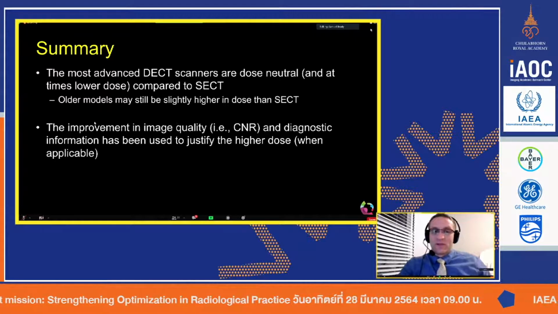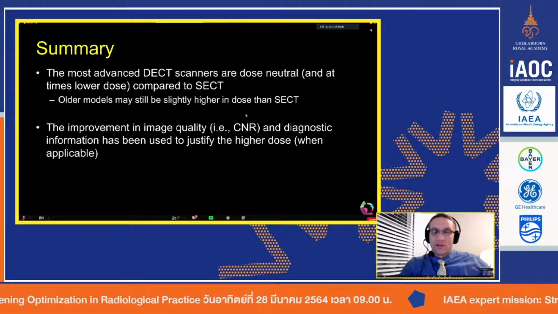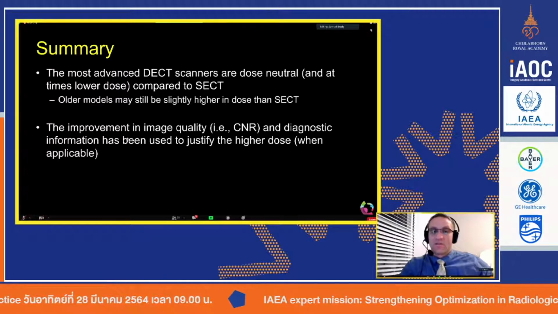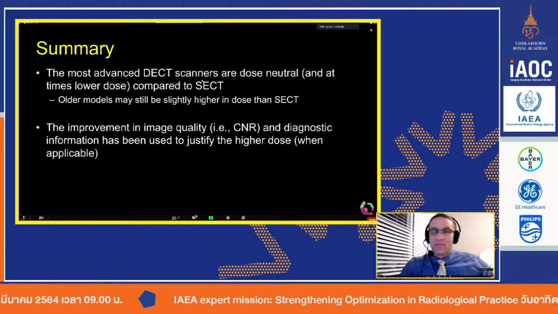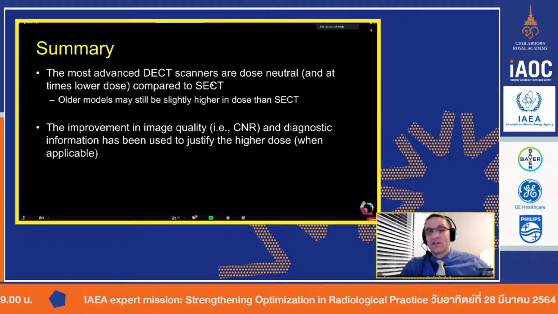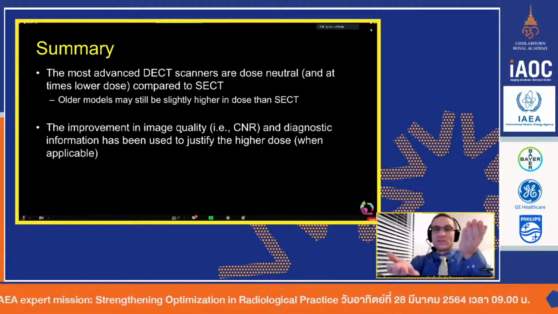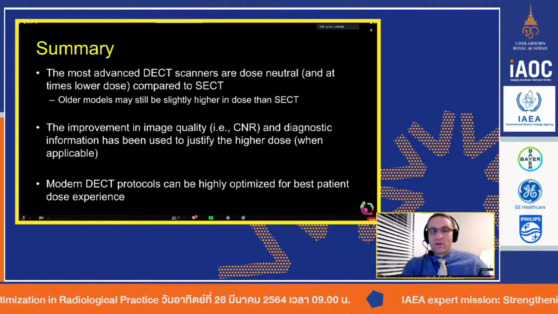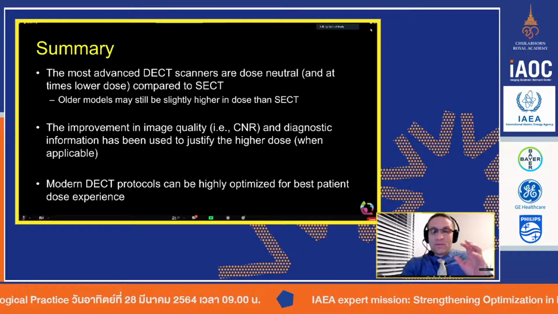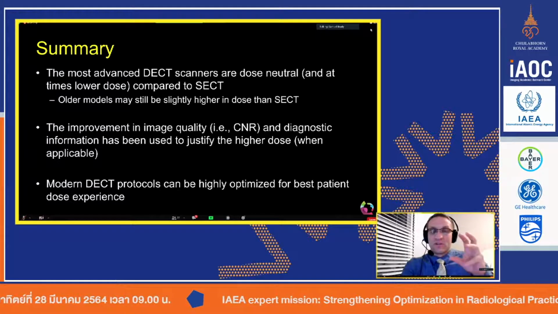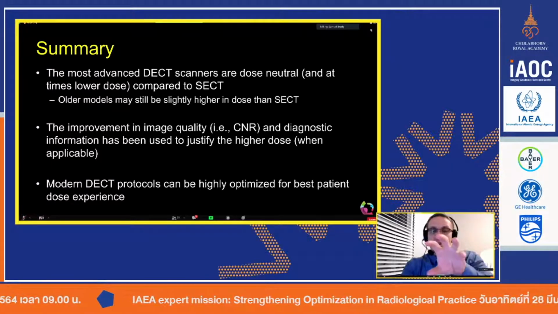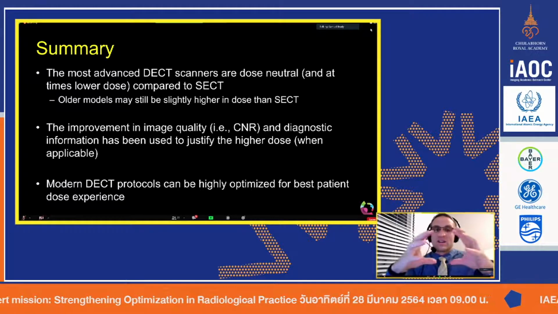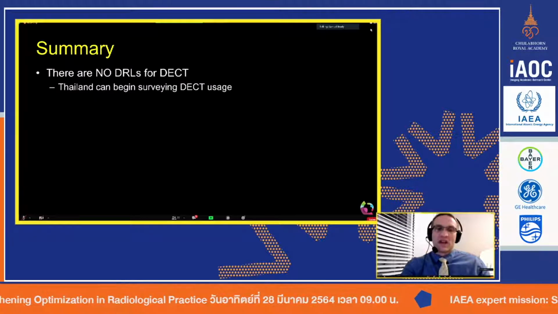Obviously, dual energy provides an enhancement of image quality, so you get a much greater contrast to noise ratio, and you get much more diagnostic information. Therefore, in the cases where maybe the dual energy CT is just a little higher in dose than the single energy, one may argue still the benefit to risk ratio is much more tilted towards the benefit side. And then modern DECT protocols can be highly optimized for best patient dose experience. In other words, it's no longer just one dose for every patient. We're using tube current modulation. We're being able to adjust it for the size of the patient. So they've become much smarter scanners.